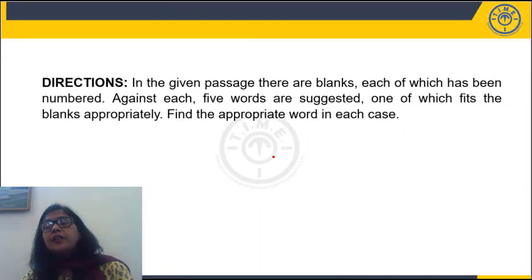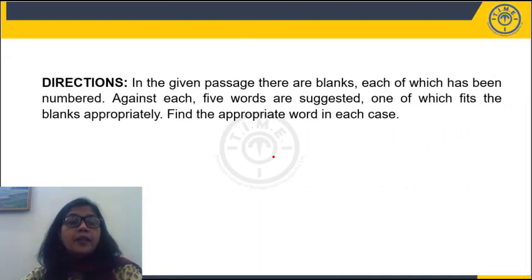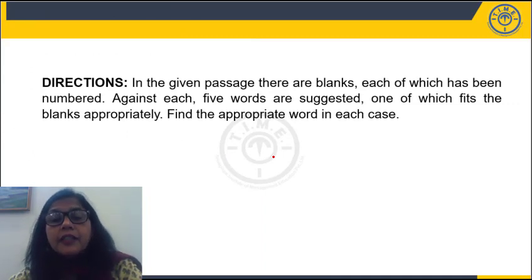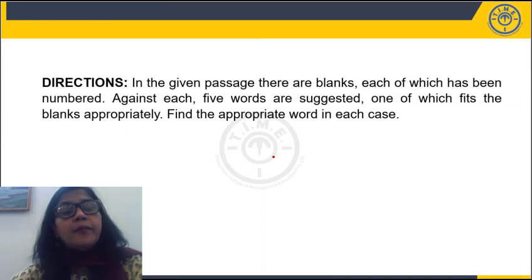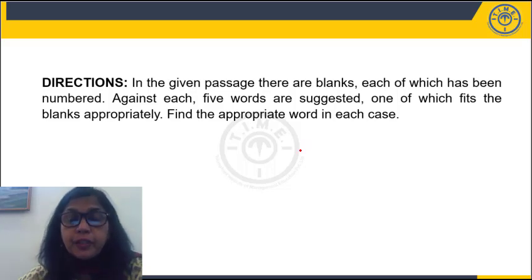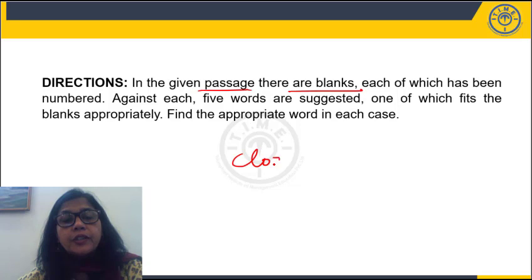Now, directions for the next questions. In the given passage, there are blanks, each of which has been numbered. Against each, 5 words are suggested, one of which fits the blanks appropriately. So find the appropriate word in each case. So one passage and many blanks. So this is known as a closed test.